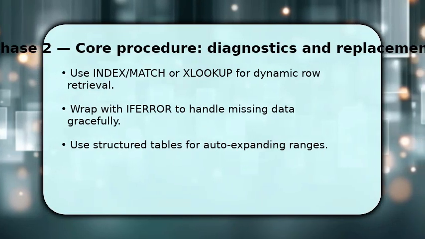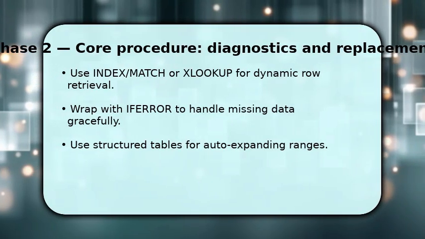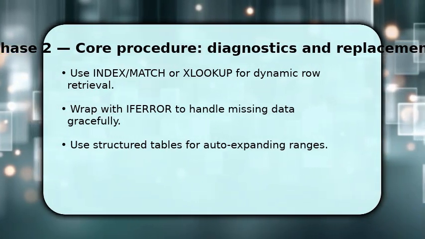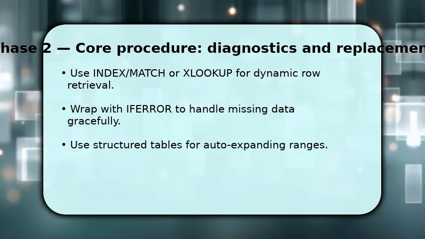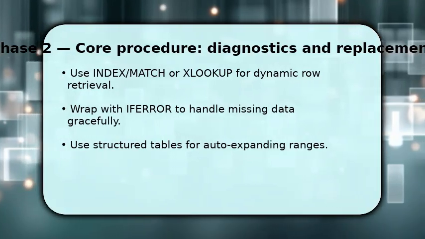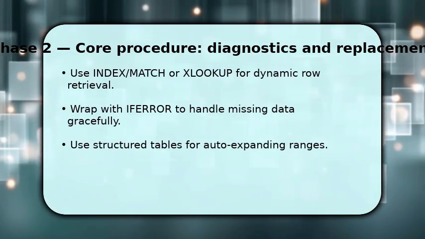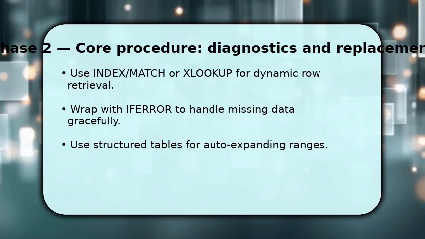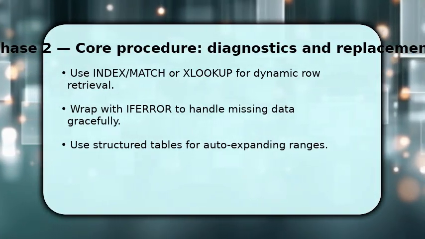Once you have a basic link, upgrade to lookup formulas for resilience. Use XLOOKUP or INDEX/MATCH to retrieve rows by key. This prevents breaks when rows move. Make sure to wrap results in IFERROR to show a clean fallback like blank or N/A instead of error text.